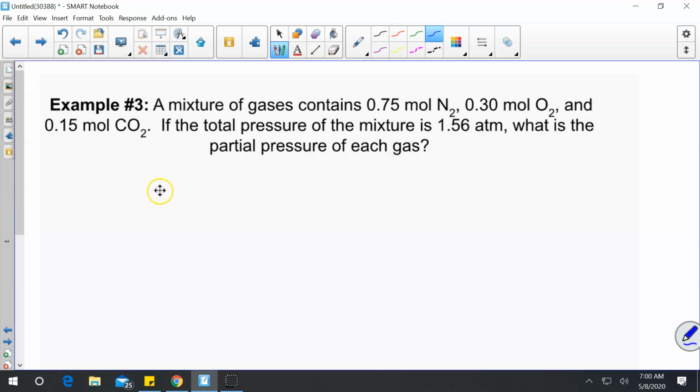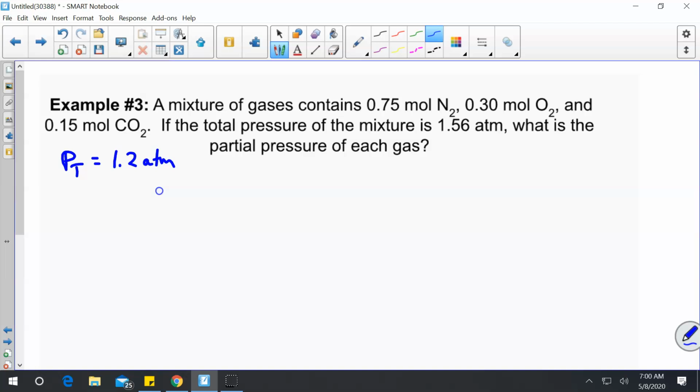So here's my example. A mixture of gases contains 0.75 moles of nitrogen, 0.3 moles of oxygen, and 0.15 moles of CO2. If the total pressure of the mixture is 1.56 atmospheres, what is the partial pressure of each gas? So I want to figure out my total. All I need to do is sum up those 0.75, 0.3, and 0.15. It comes out to be 1.2. That's my total of all of the gases.